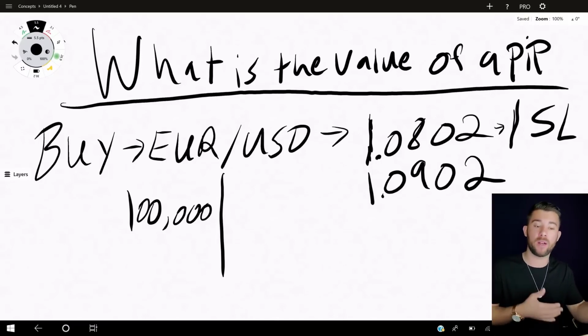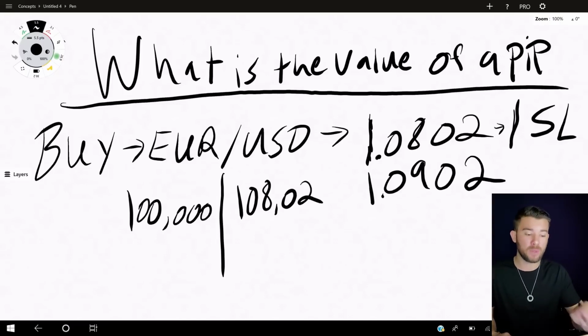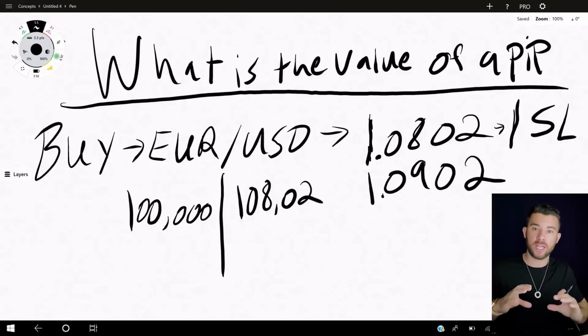100,000 times 1.0802 would be, they will charge you $108,002. So that's what you're being charged to get 100,000 euros. Your broker gives you that 100,000 euros, and they get $108,002 from your account. Then you are holding that 100,000 euros, waiting on the market to either rise or fall, waiting on the euro dollar to either rise or fall.